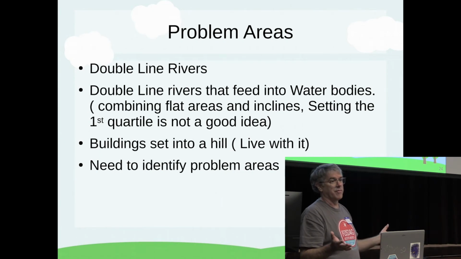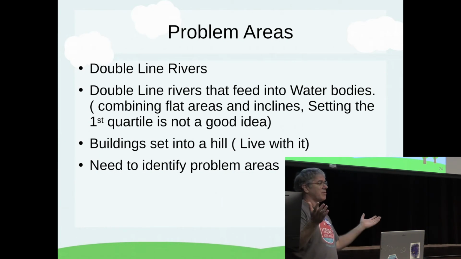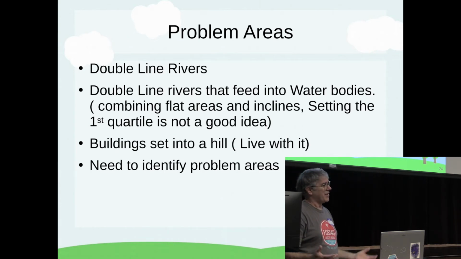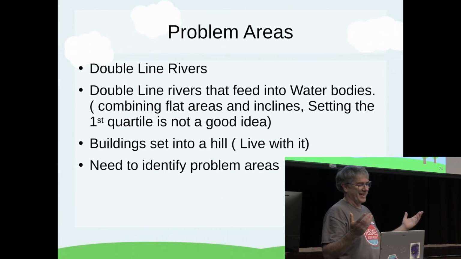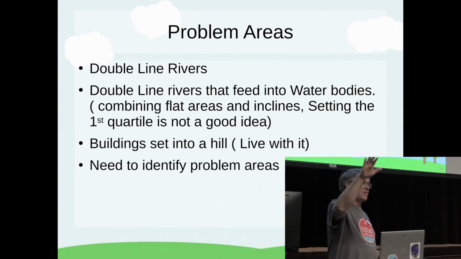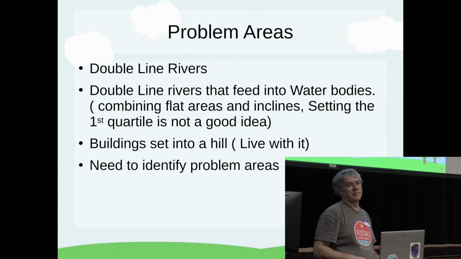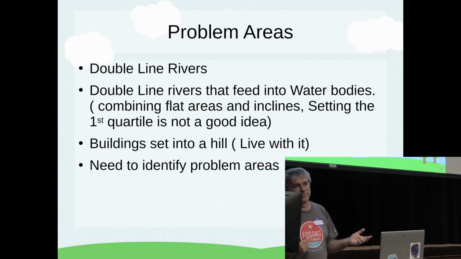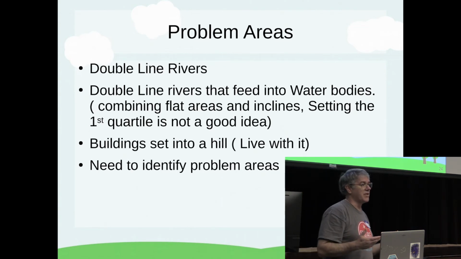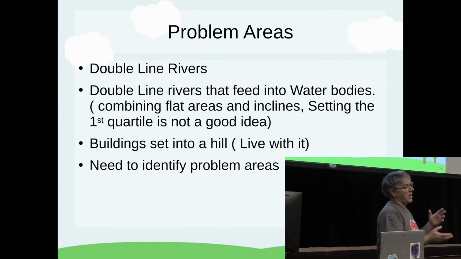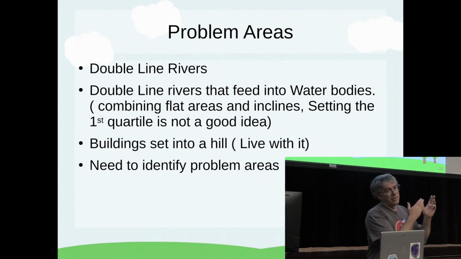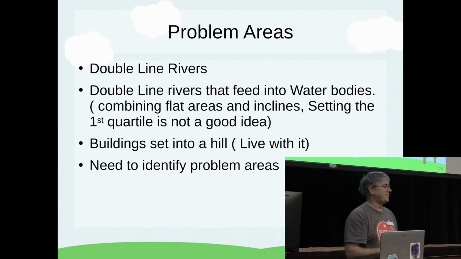Now, problem areas for my method: double line rivers. I'm sure you were all thinking about this. How do you do rivers? Well, I haven't figured that out yet. I'll be honest with you on that. When you have rivers that feed into reservoirs, that's going to throw off the reservoir. But you can very easily convert these raster areas that I've talked about into vectors, into polygons, then clip them right at the reservoir edge, and then you go back and rerun this, and you're good.